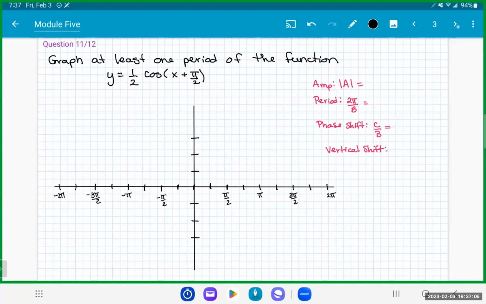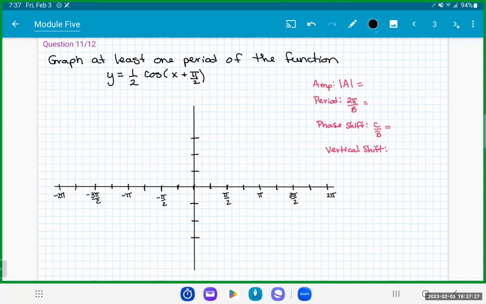Okay, for this problem, we're going to do a combination of things that are asked for in questions 11 and 12 in module 5. Basically, I want to show you graphing, amplitude, period, phase shifts, as well as vertical shifts.